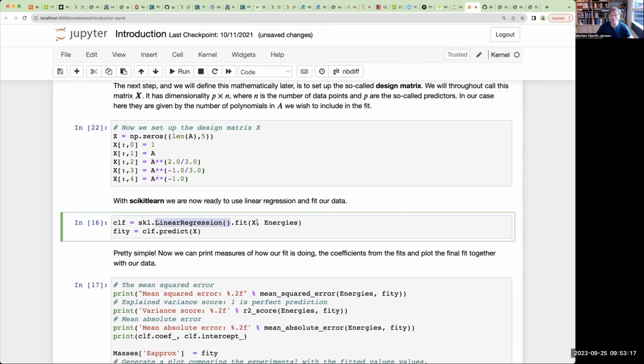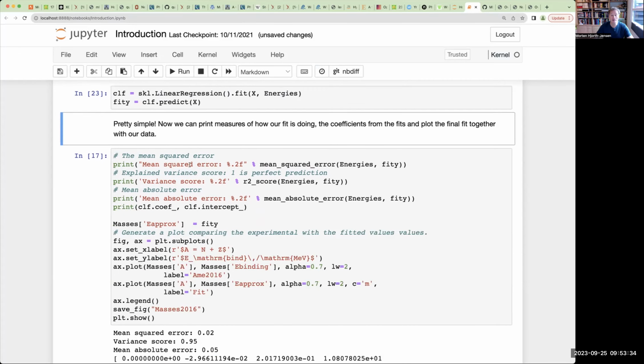And I have now my input. This is my design matrix, and these are my energies. And then I make my prediction. This is my fit. And this is actually the way I can use scikit-learn to fit this polynomial. And then I can now calculate the mean squared error. I can calculate this variance score, the R2 score, using scikit-learn. I'm bringing in the data. This is my Y value. This is my fit, my Y tilde. I can calculate the mean absolute value, etc. And I can also print the coefficients of my fit.